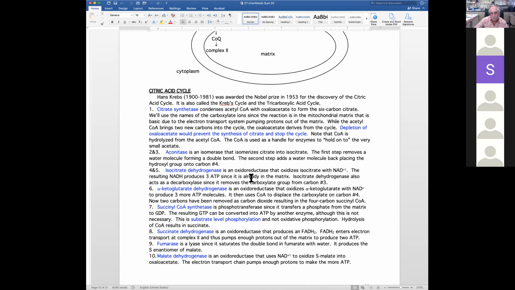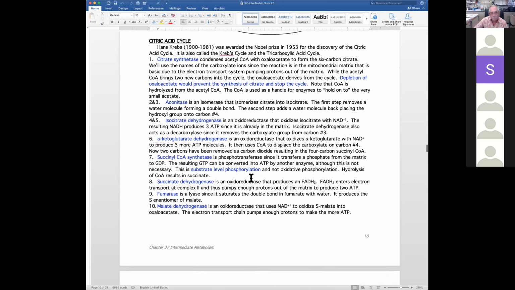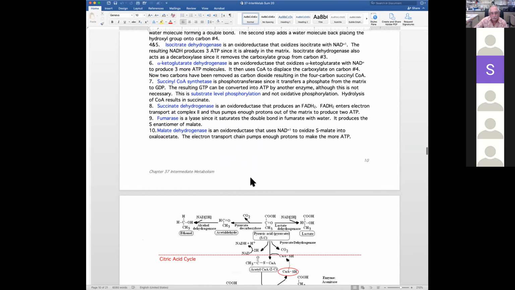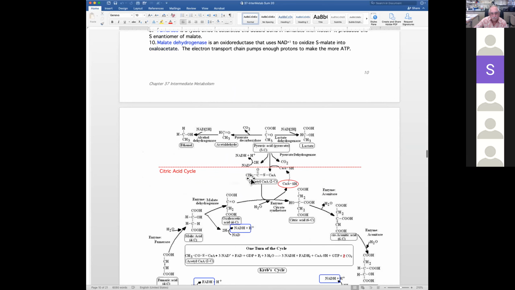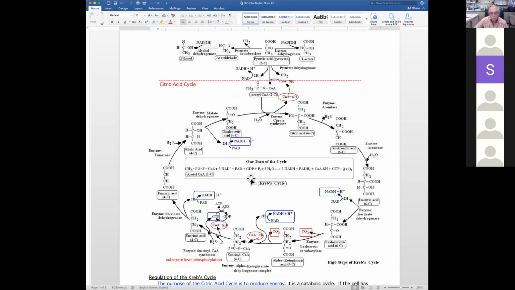So questions before we go into citric acid cycle? So all of this is in the mitochondrial matrix. Well, not that though, and not that, but this part is, I should say. Oh, yeah. Okay.